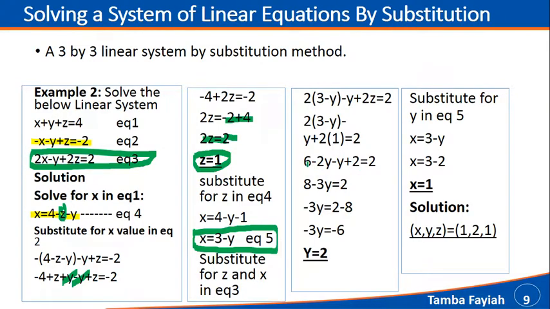Here when I combine this and this, that is the constant I have: 6 plus 2 is 8. This 6 and this 2 will give me what? 8. This 8.